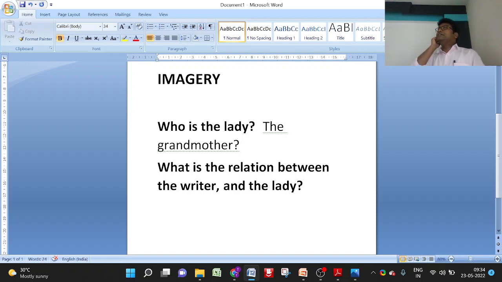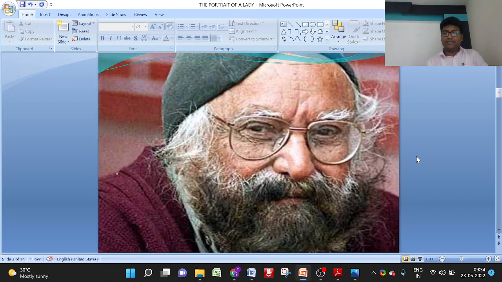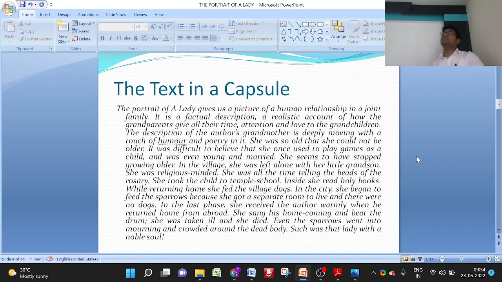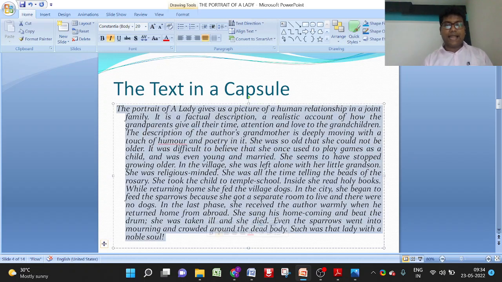Now in the Portrait of a Lady, we will try to have a quick exploration of what this text is all about. And to know this, you need to know about the text in a capsule. So whenever you have this document with you, you can have a look at this capsule and get to know about it. But let me tell you in a storytelling manner. The grandson and the grandmother both used to stay together in their village life in a residence.